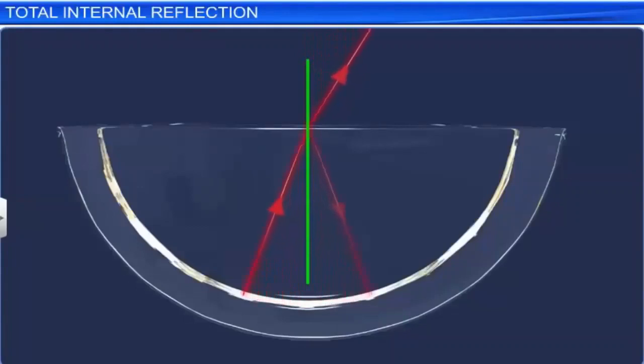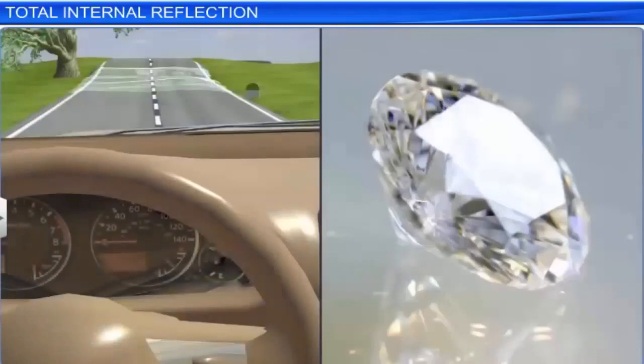Observe how light refracts through a glass-air interface for various possible angles of incidence. Let us look at some examples and applications of total internal reflection. Formation of mirage and the sparkling of a diamond is due to total internal reflection.